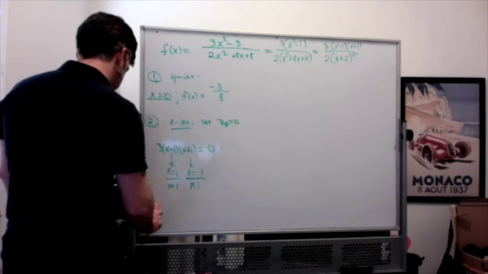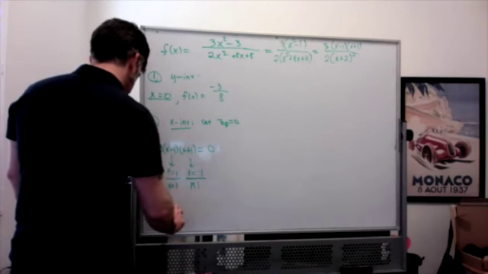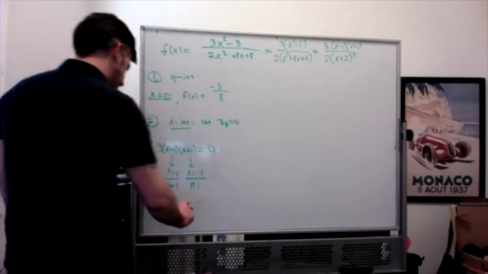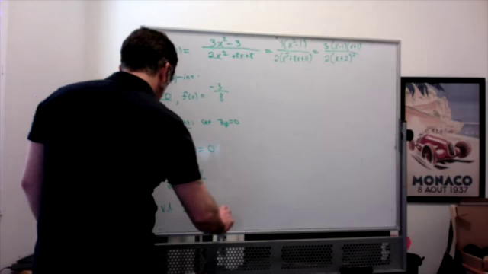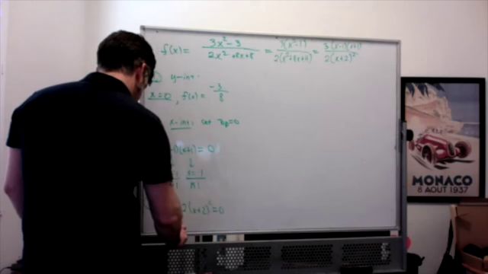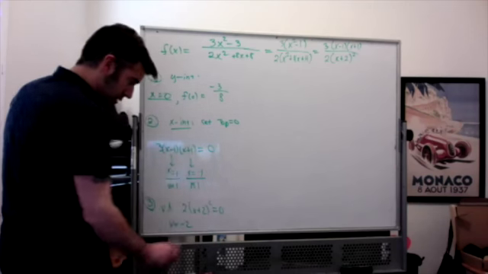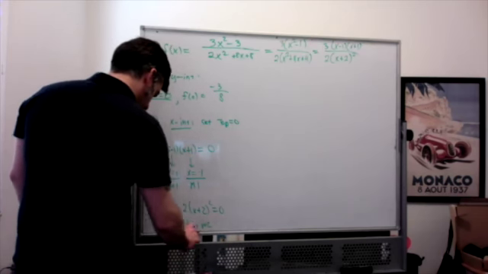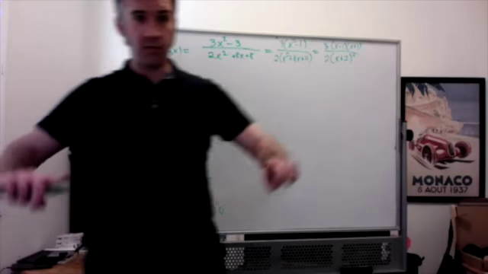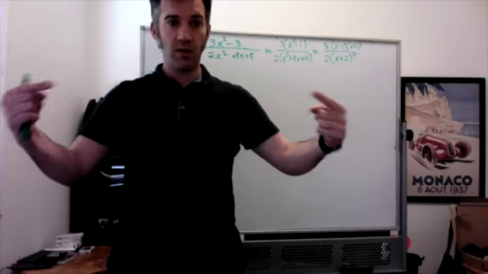Vertical asymptote. We set the denominator equal to 0, so we set 2 times x plus 2 squared equal to 0, and we end up getting x equal to negative 2 with a multiplicity of 2. So whatever our vertical asymptote is, both sides are either going to both go up or both go down.